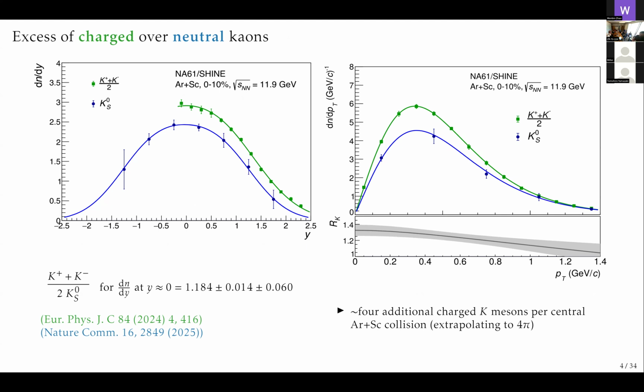The first paper is the one describing the charged kaon results, and the second is for the neutral ones. It translates to about 4 additional charged K mesons per central argon-scandium collision when we extrapolate to the whole phase space. So this is indeed quite significant.